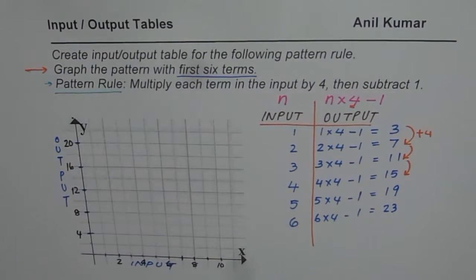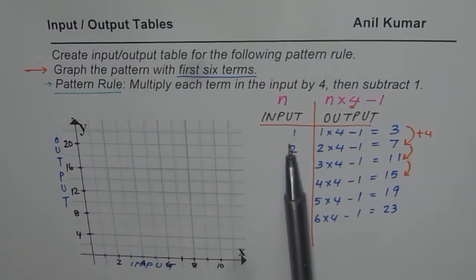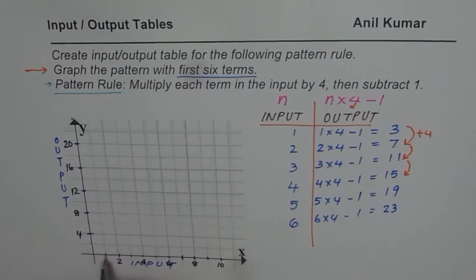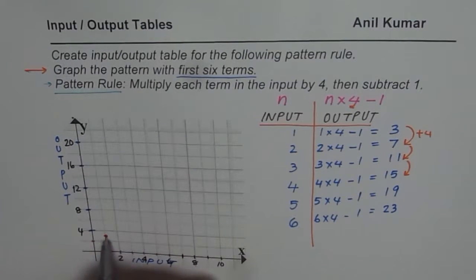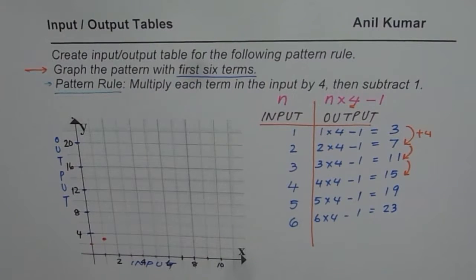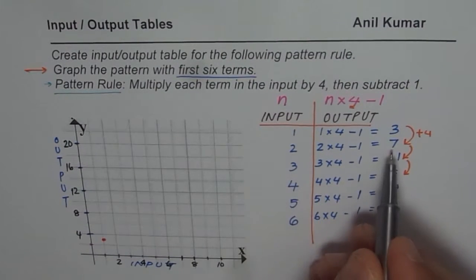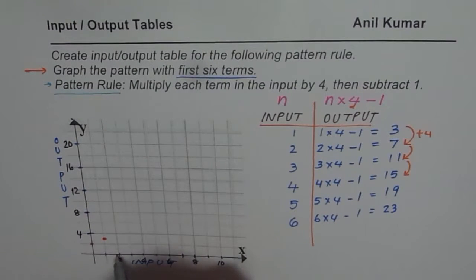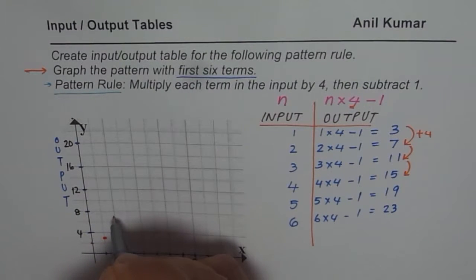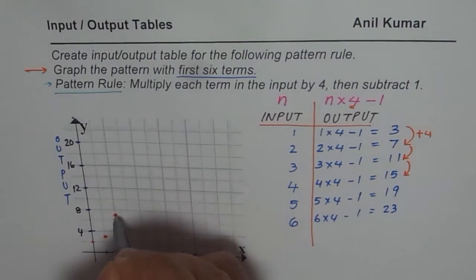Now let us see how to plot these points. The first point for us is 1, 3. So 1, and you know this is 2. 3 has to be midway. So that is 3 for us. Do you get the point? Then 2, 7. So 2 and 7, 1 less than 8. So here we have 7. Do you see that?